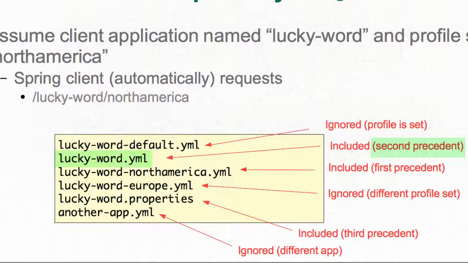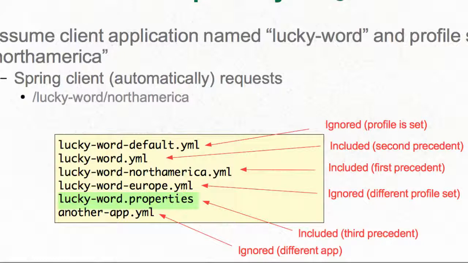Now, it says included as a second precedent. That's because, look at the next file. It's called Lucky-Word-North America. This is specifying specific properties that match my indicated profile. So Spring Cloud Config Server will take the properties that are specified in here, and they will trump, they will supersede anything that happens to be set with the same name in the Lucky-Word file. The next file is Lucky-Word-Europe. Well, Europe is another profile, so that would be ignored.